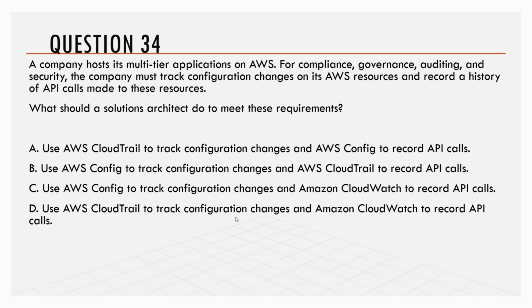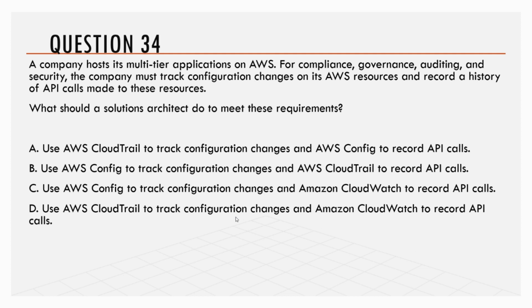And the options are: A, use AWS CloudTrail to track configuration changes and AWS Config to record API calls. Option B, use AWS Config to track configuration changes and AWS CloudTrail to record API calls. Option C, use AWS Config to track configuration changes and Amazon CloudWatch to record API calls.